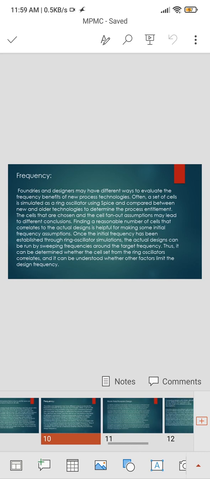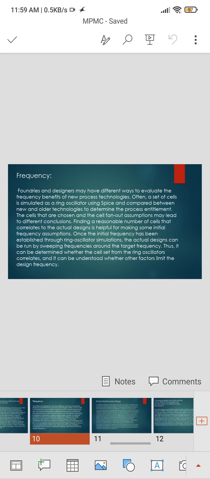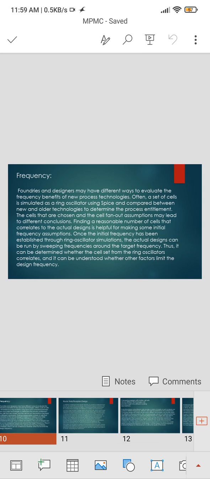Frequency. Foundries and designers may have different ways to evaluate frequency benefits. For a new process technology, often a set of cells is simulated as a ring oscillator using SPICE and compared between new and older technologies to determine the process improvement.